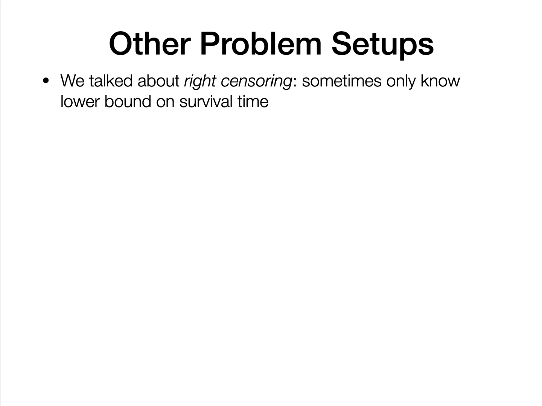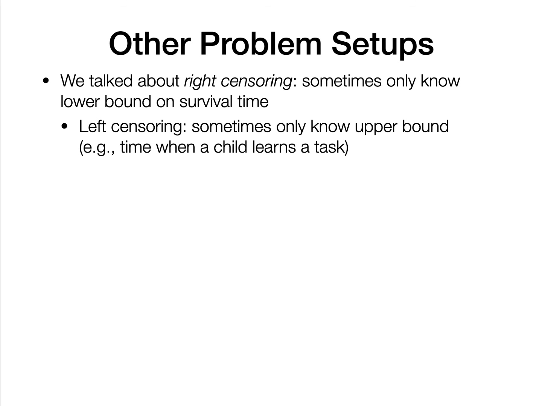So some other things I'll talk about is that there are some other problem setups that we didn't talk about. We specifically focused on right censoring. This is when you have that greater than or equal to sign, so a lower bound on survival time. But it's also possible to have left censoring, where you have an upper bound on a time.